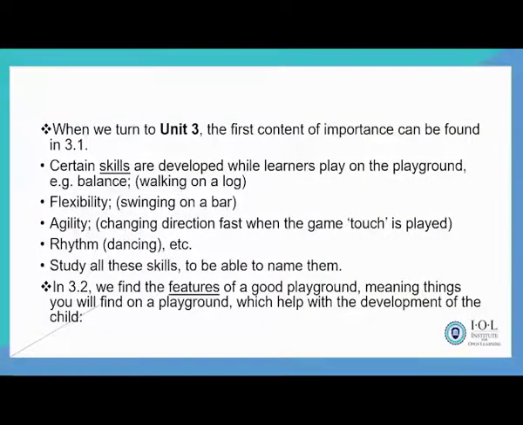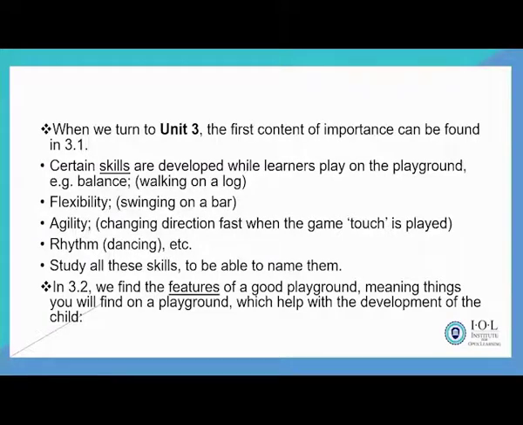When we turn to Unit 3, the first content of importance can be found in 3.1. Certain skills are developed while learners play on the playground. For example, balance when they walk on a log, flexibility when they swing on a ball, agility, that's changing direction fast when the game touch is, for instance, played, rhythm when dancing. Study all these skills to be able to name them.